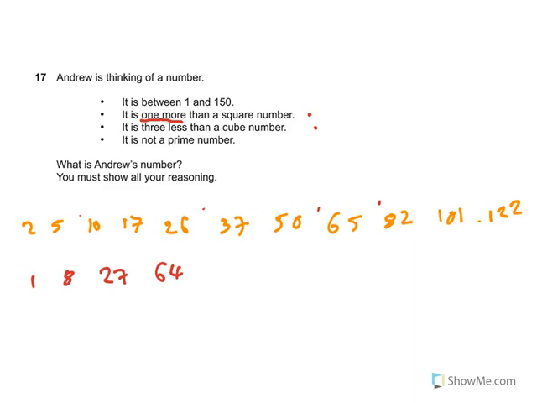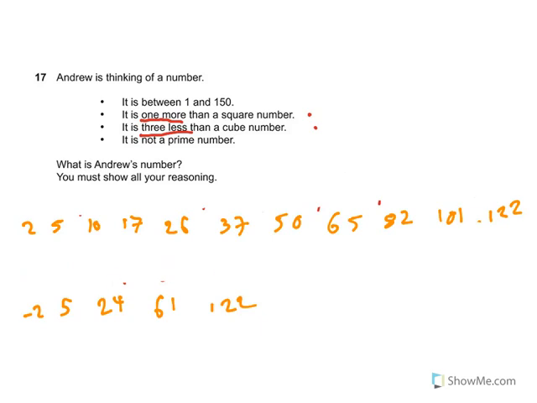5 times 5 times 5 is 125. It's going to be 3 less than a cube number, so we need to take away 3 from each of these numbers. So 3 away from 1 would be -2. 3 away from 8 would be 5. 3 away from 27 would be 24. 3 away from 64 would be 61. And 3 away from 125 would be 122. So they're the actual numbers.